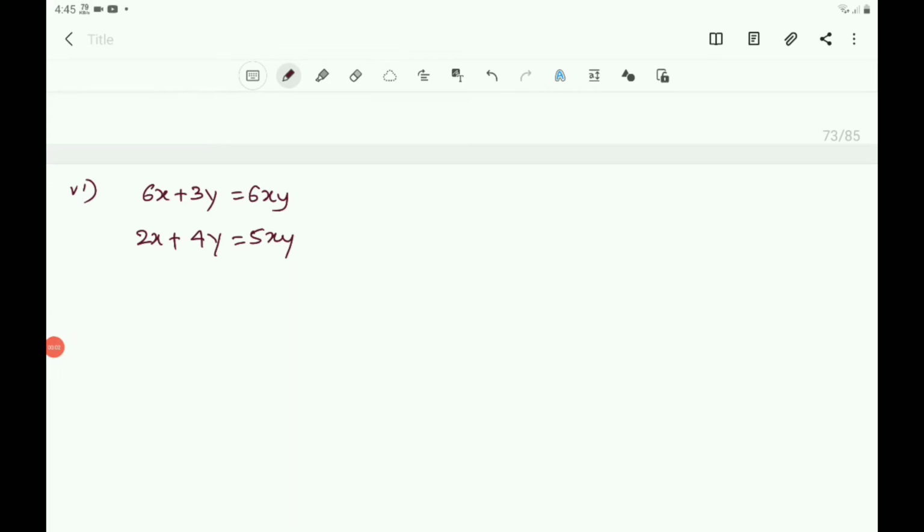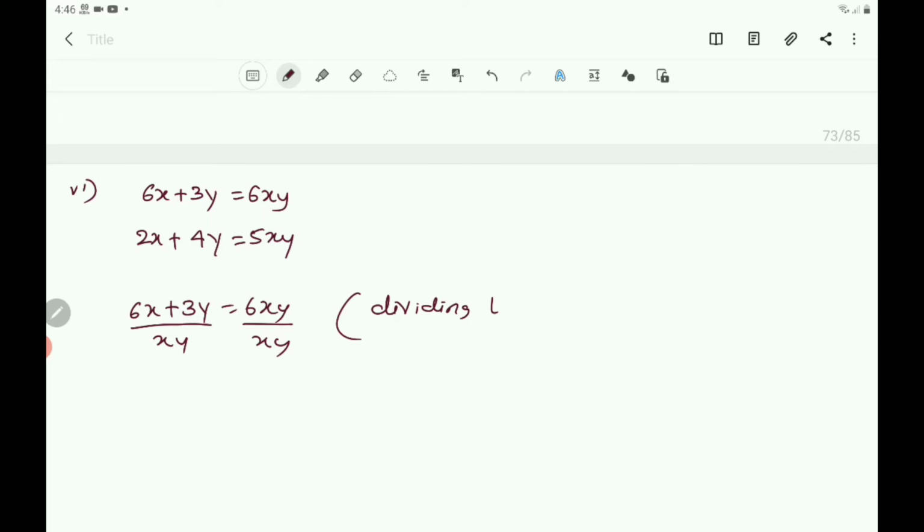Next you take the sixth question. 6x plus 3y equals 6xy, and 2x plus 4y equals 5xy. So you take the first equation, 6x plus 3y equals 6xy. Here you divide each term by xy, dividing both LHS and RHS by xy.